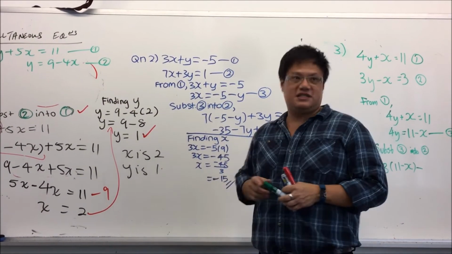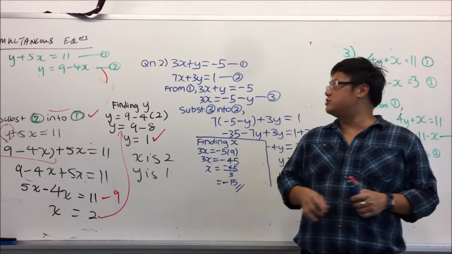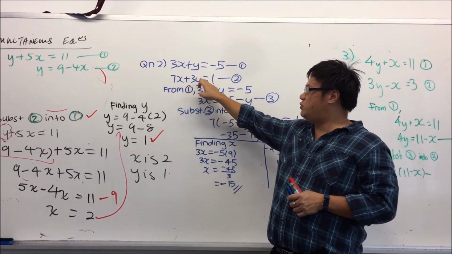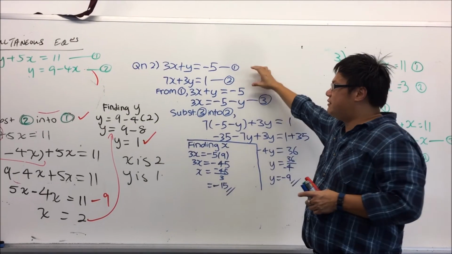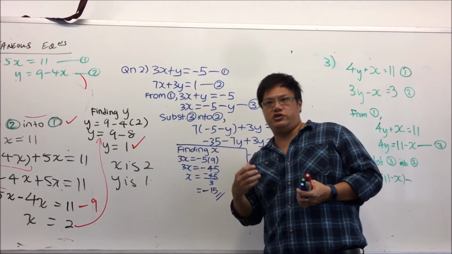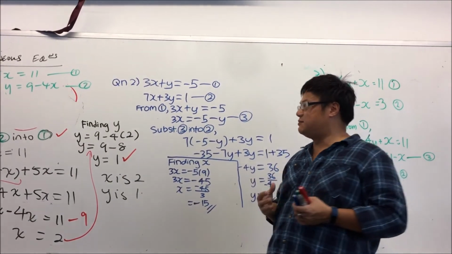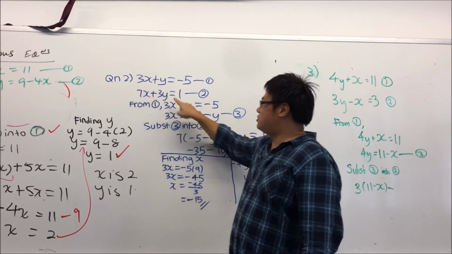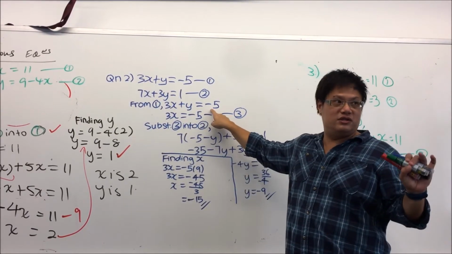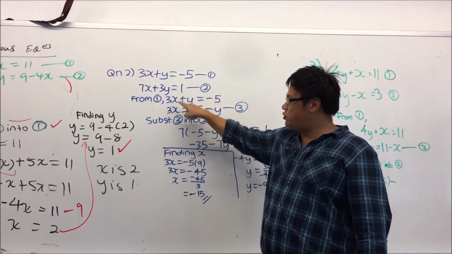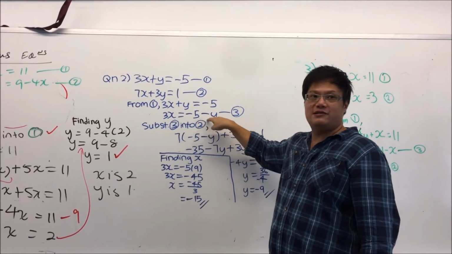Okay, so now I move on to the second question. The second question is to solve 3x plus y equals negative 5, 7x plus 3y equals 1. Over here, let's see what Eunice tried to do. Again, she tried to make x the subject of the formula. From equation 1, 3x plus y equals negative 5. Look at what she did. Very nicely, she brought the y to the right hand side. So 3x equals minus 5 minus y.